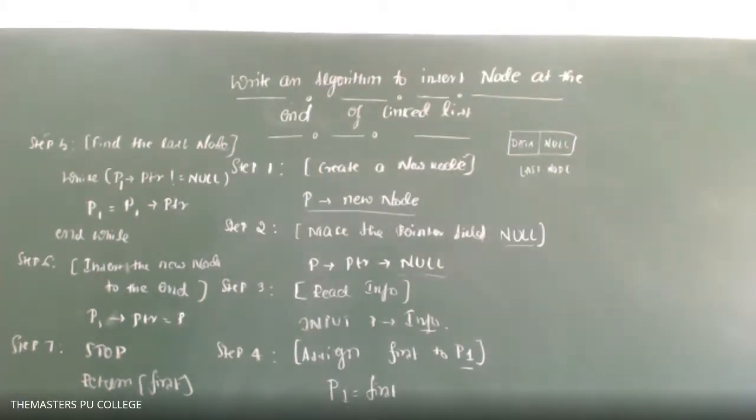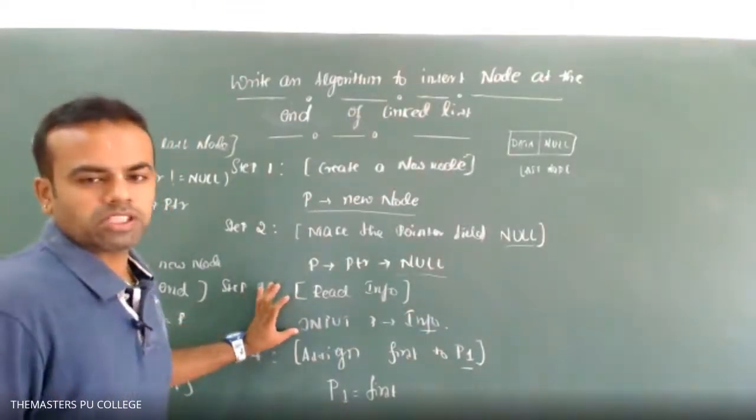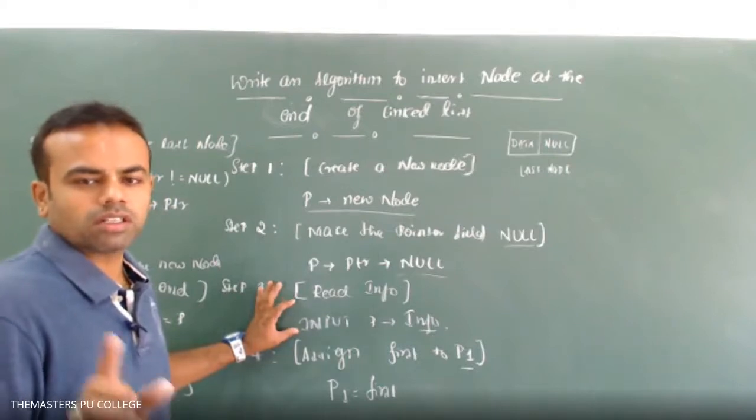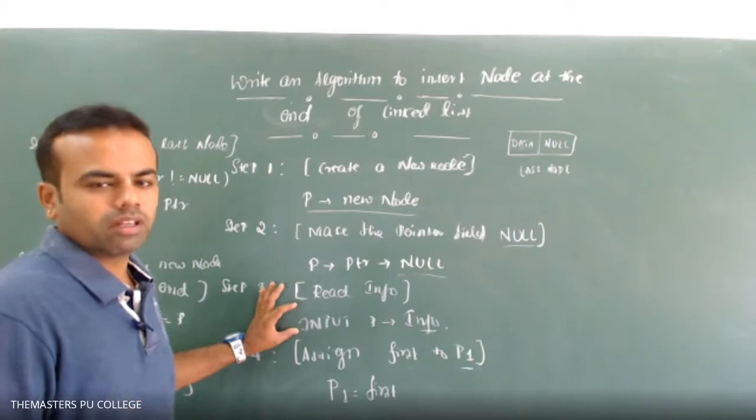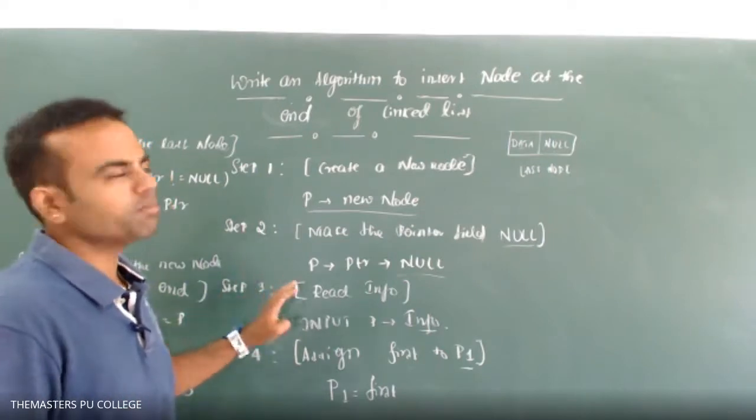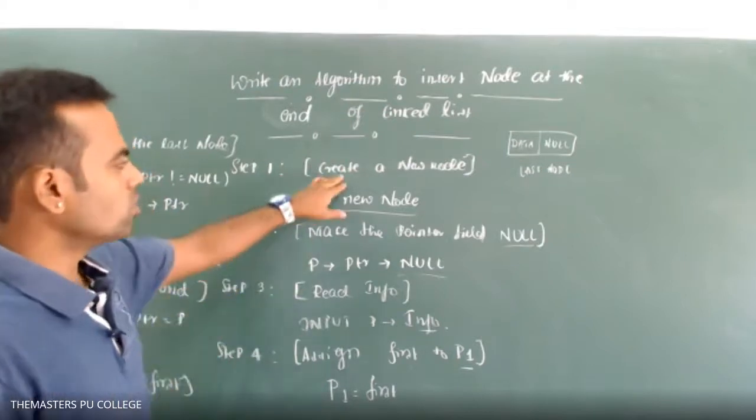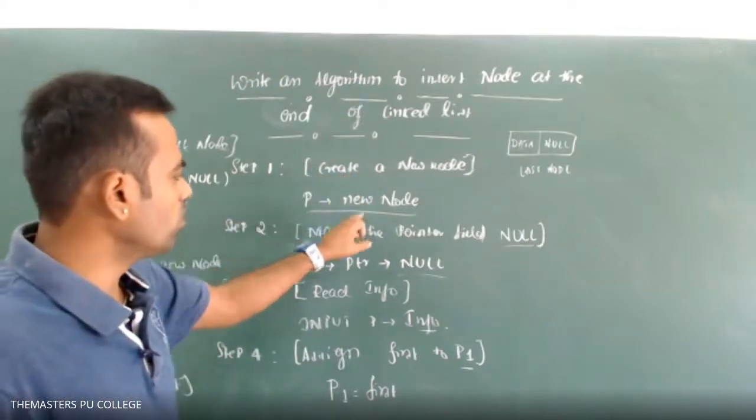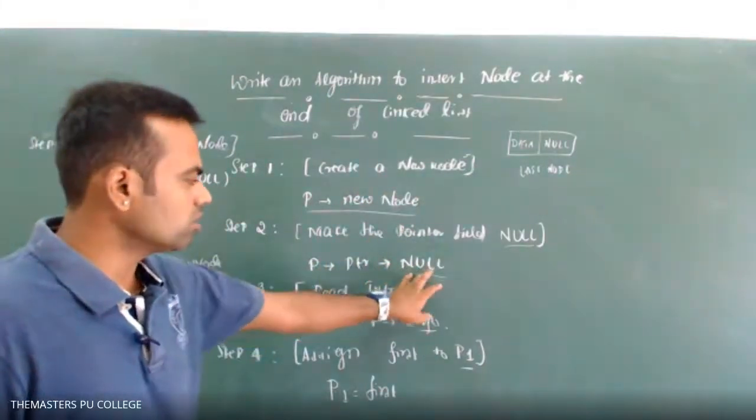Okay, completed? Yes. Until here the steps will be the same as inserting a node at the beginning of the linked list. Insert the node at the end of the linked list: we carry the same steps. Create a new node P, and make the pointer field null. So P of PTR is equal to null.